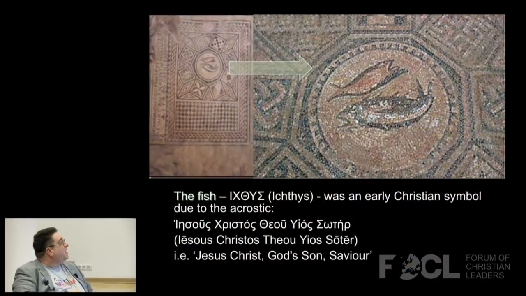Now on the left-hand side there, it's interesting, there's the picture of fish, and we know that fish was an early Christian symbol because the Greek word for fish forms an acrostic where each of the letters of the word fish forms the first letter of another word. So that acrostic spells out ichthus, fish in Greek, and it spells out, in the English translation, Jesus Christ, God's Son, Saviour. So Jesus Christ, God's Son, Son of God, Saviour.